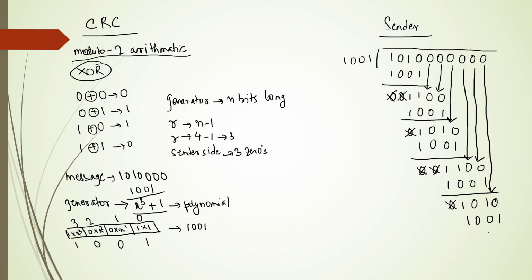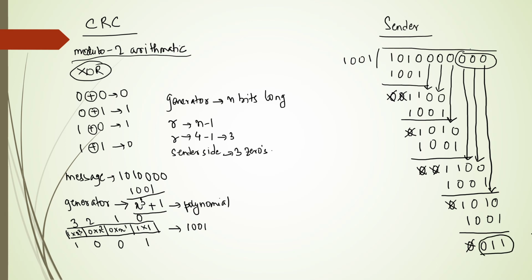0 0 1. So if I just XOR this, so 1 and 0 will be 1, 1 and 0 will be 1, 0 and 0 will be 0, and 1 and 1 will be 0, right? But in this scenario we will not delete the preceding zeros. Why? Because since this is the result, and in the example we have seen that we have added what? 3 zeros, 3 redundant bits or 3 CRC bits, right? And since this is the result, what we will do is we will just remove 1, right, and we will retain 3 bits like this.